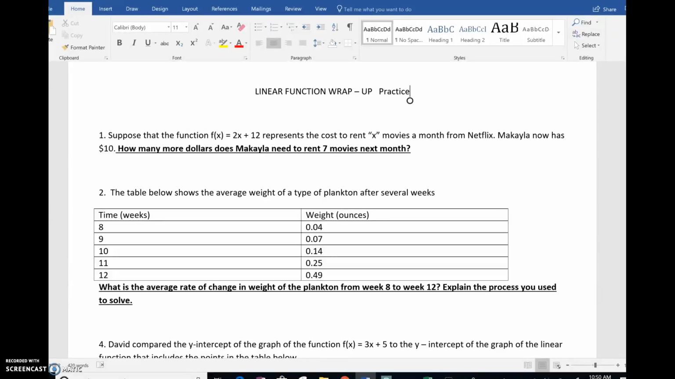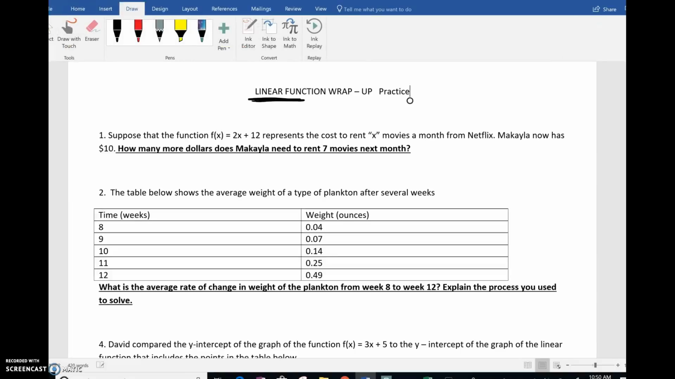So these are all linear functions. They're all having to deal with lines. Just make sure you're imagining everything is a linear function. Number one, each question gives us a different style.